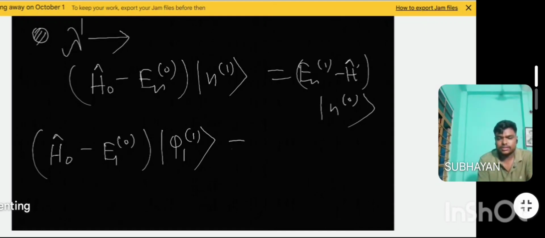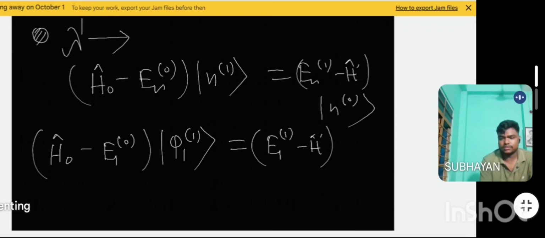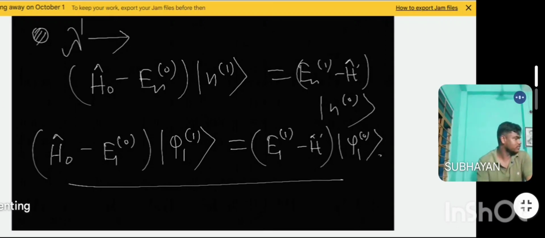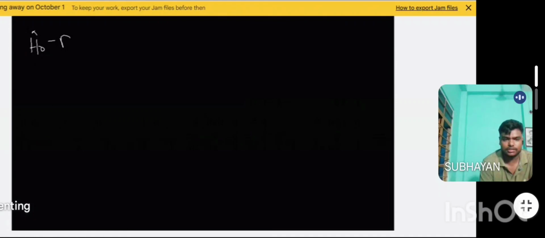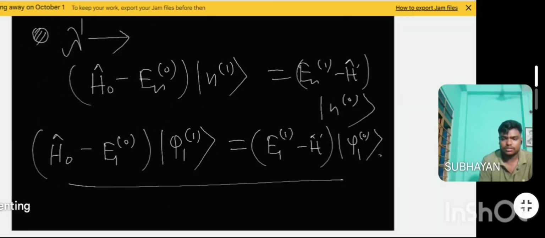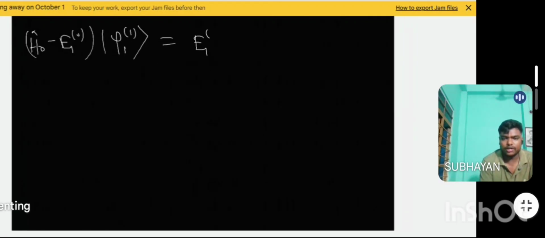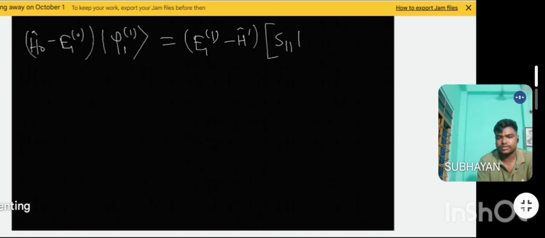Okay. Then it is E11 minus H prime of phi 1 naught. And what is phi 1 naught? Write H naught minus E1 naught of phi 1 1 equals E11 minus H prime of phi 1 naught. Phi 1 naught means S11 of 200 plus S21 of 210. Okay, this one.